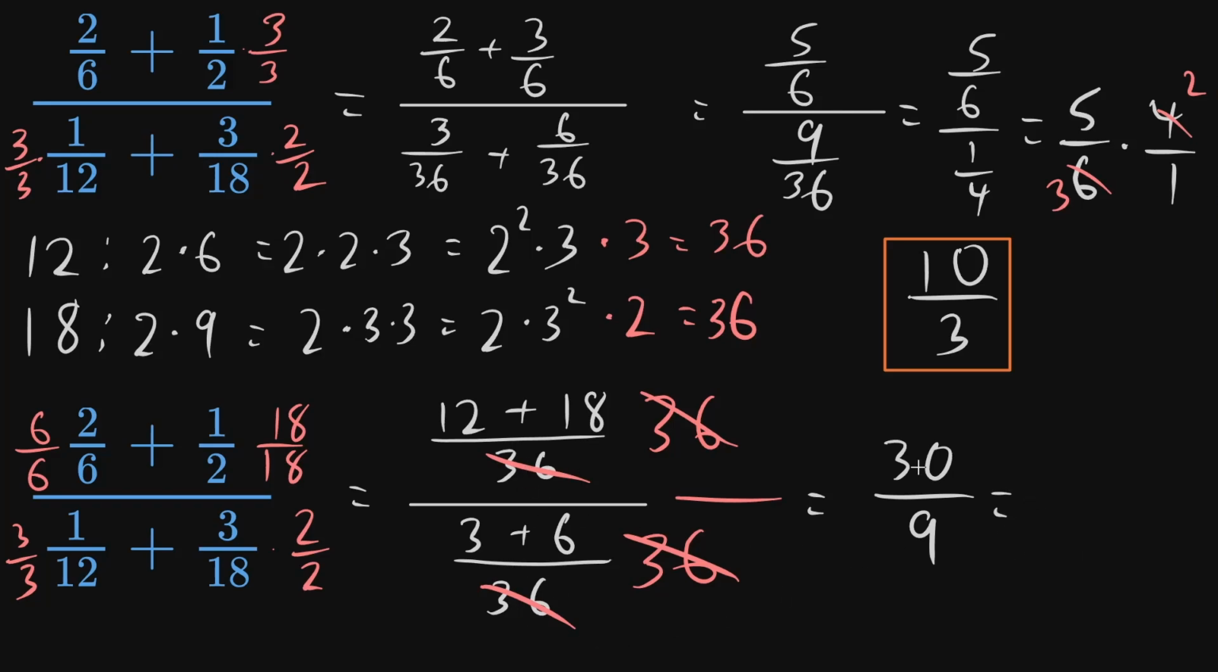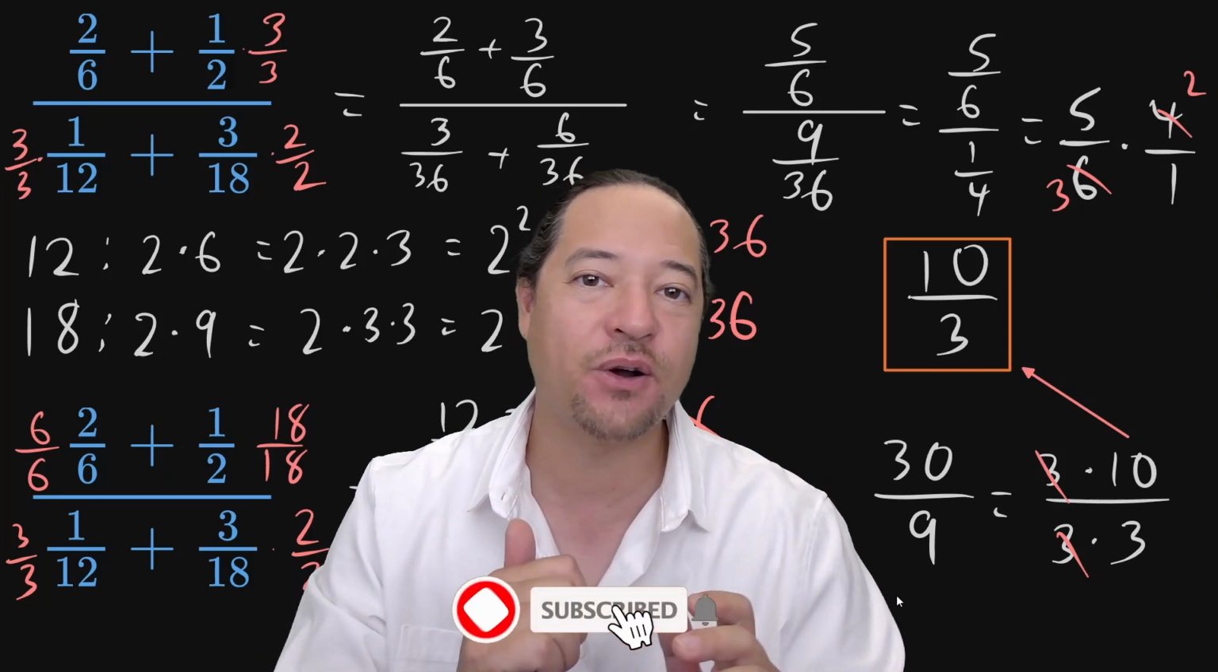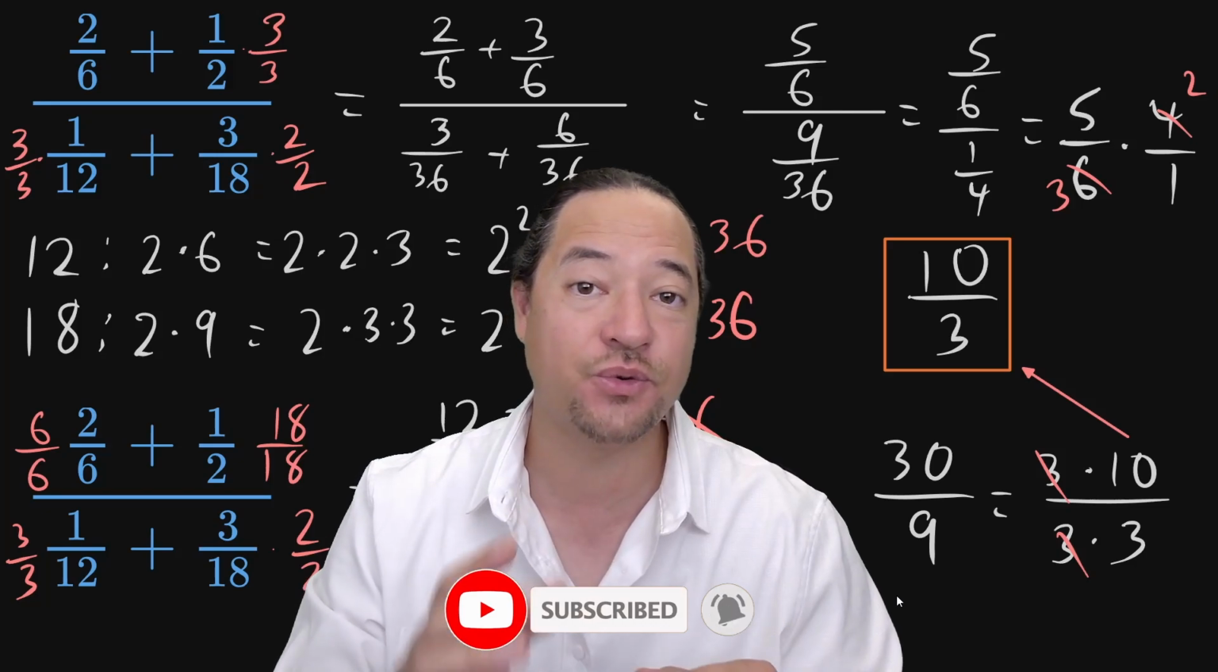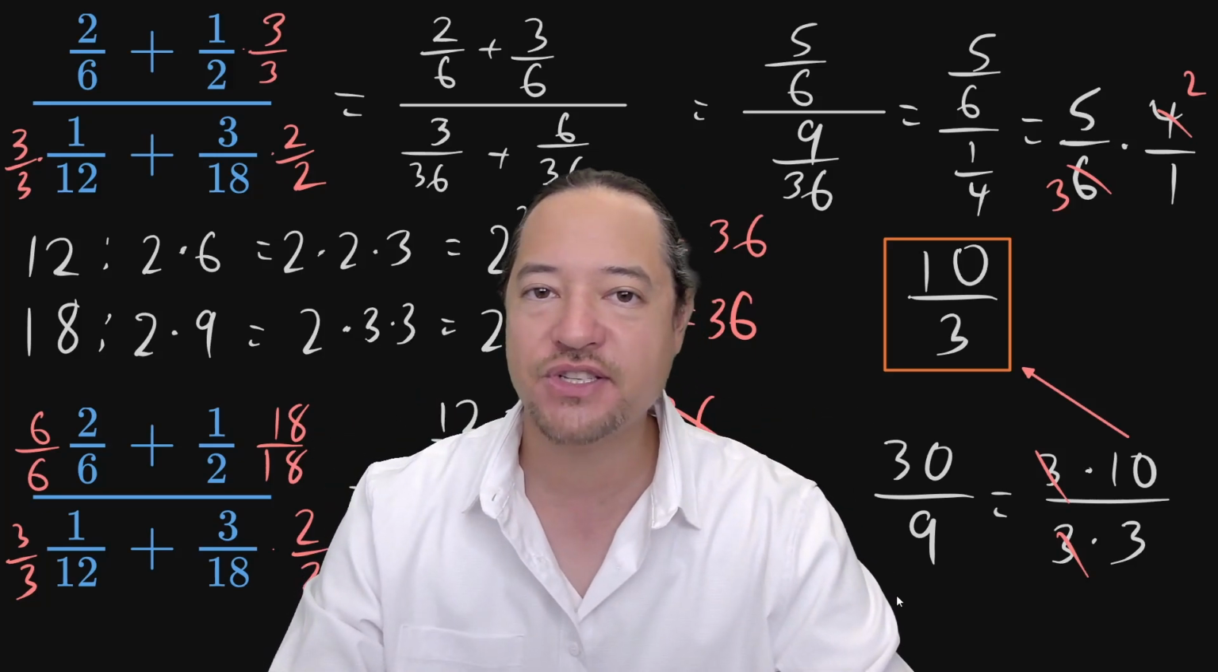And I can simplify further, right? Because this is the same as 3 times 10 over 3 times 3. So this common factor of 3 will cancel out. And look what happens. That's 10 over 3. Very same answer. Okay, so hopefully this was a good practice using all of these properties of fractions to add, subtract, multiply, and divide them. Keep going until these properties are second nature.